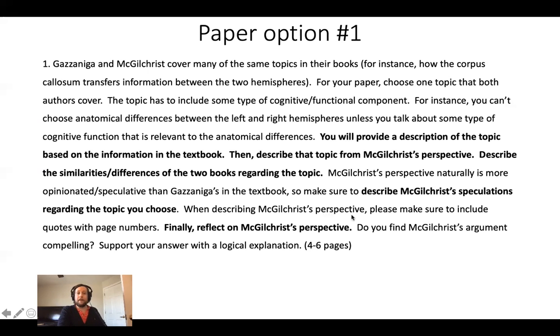When you're talking about these perspectives, you do want to include quotes with page numbers. When you're talking about McGilchrist's perspective in particular, his opinions, his speculations, support that with quotes. And give me some type of indication of where you got that quote from. At least I need to know what chapter it came from. It would be nice if I know whether it came from the beginning, middle, or end of the chapter. If there's a subsection within that chapter, that's very, very helpful. Like the chapter name and then the subsection within the chapter.